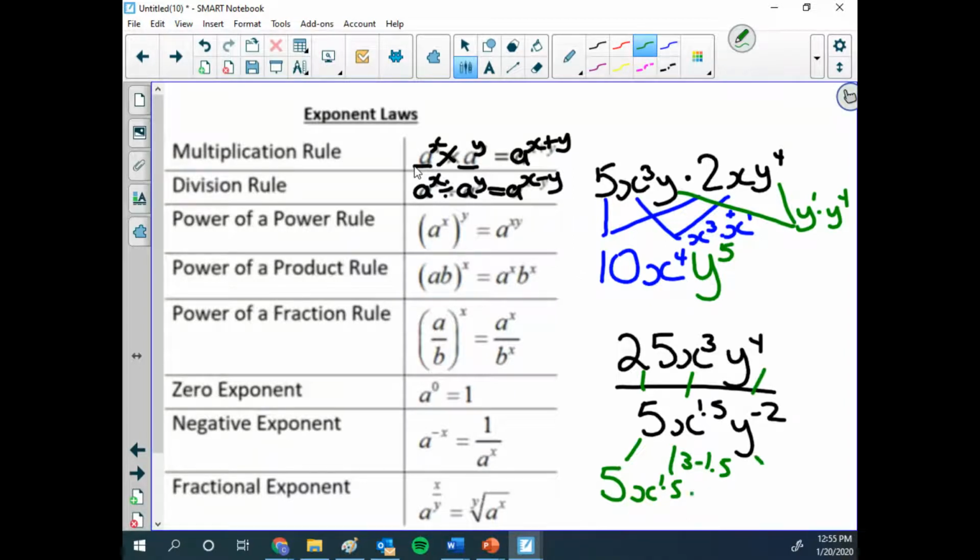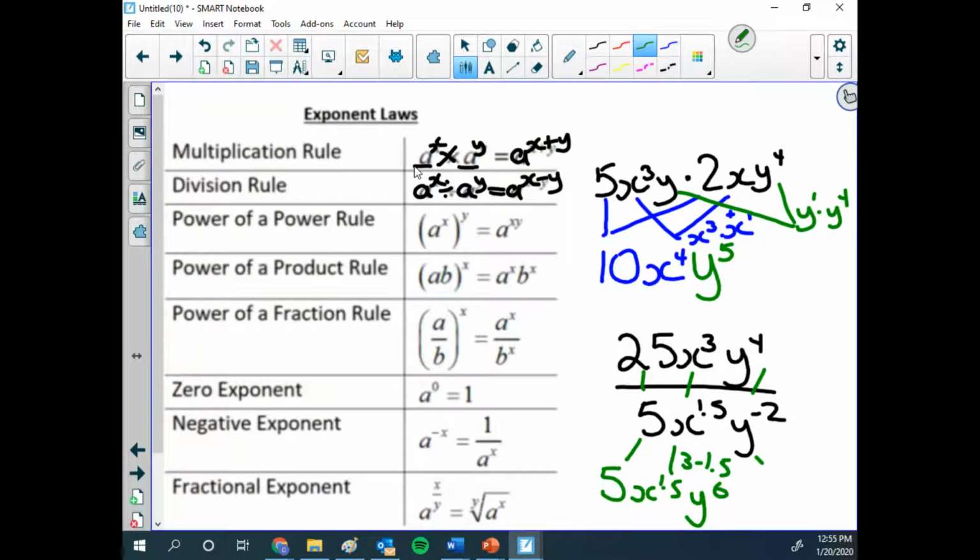So I would subtract those to give me what? Y to the power of 2 or 6? 6, right? Because I'm going 4 minus a negative 2. So I'm going to get y to the power of 6.